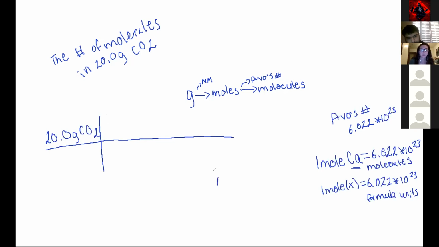Perfect. So our molar mass of carbon dioxide, what are the 2 elements within carbon dioxide? Carbon and oxygen. Yep, perfect. Carbon and oxygen. How many moles of carbon do we have in carbon dioxide? 1. 1, awesome. And how much does carbon weigh?